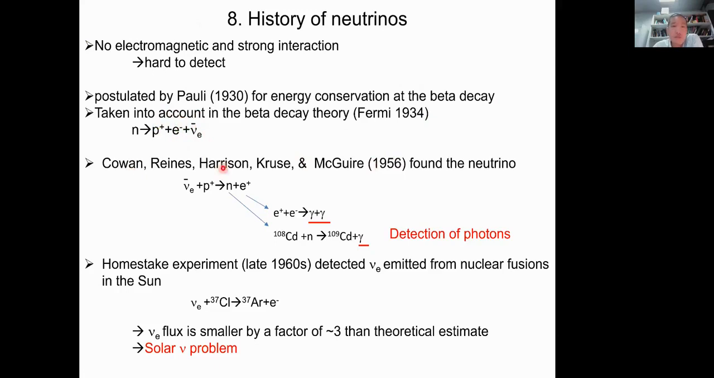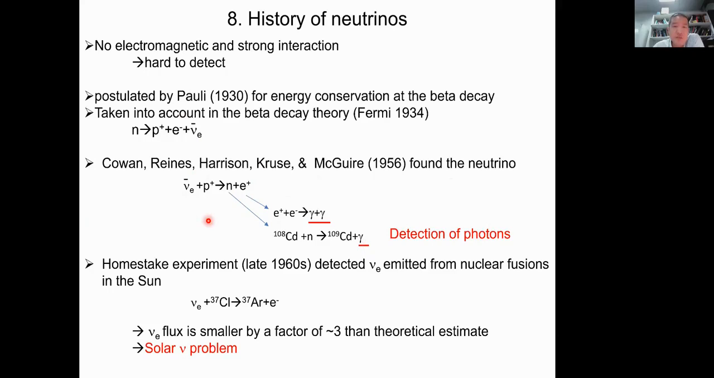And Cowan, Reines, Harrison, Cruz, and McGuire found a neutrino through this reaction. If this reaction is induced, positron can be detected through 2 photons from pair annihilation. And generated neutron can also induce gamma ray emission. So detecting these photons, the existence of neutrinos is detected.